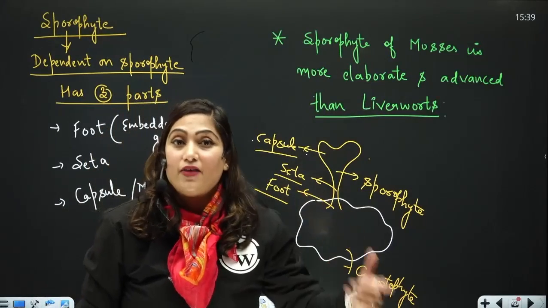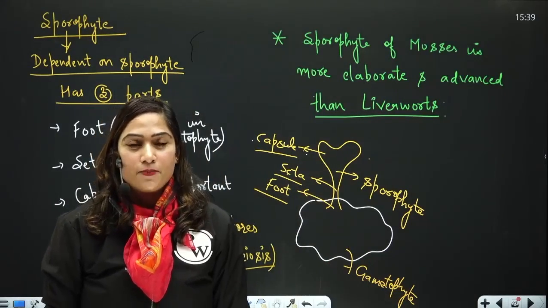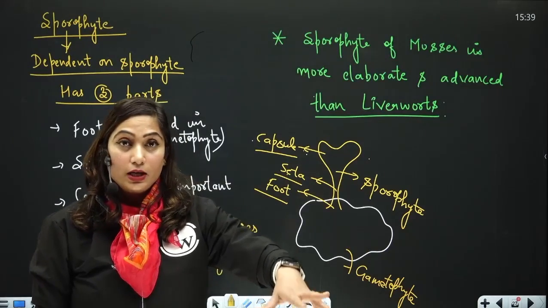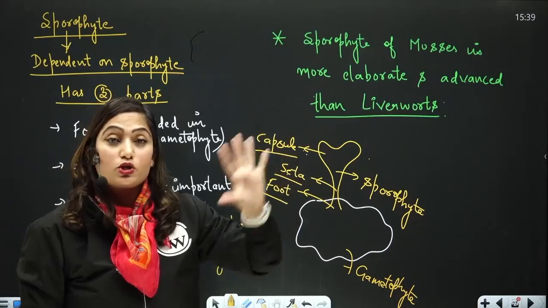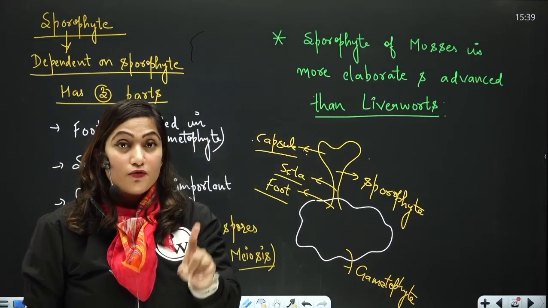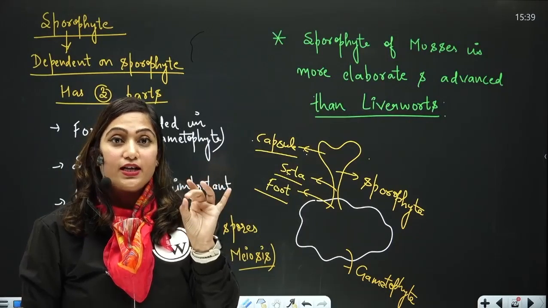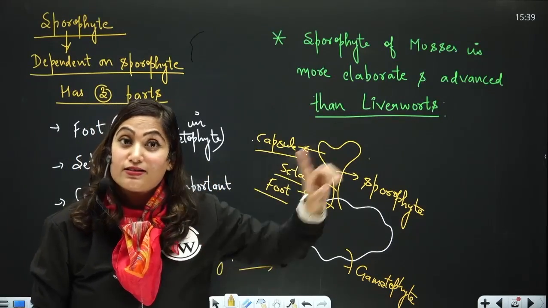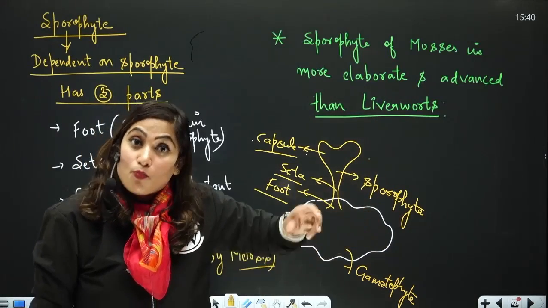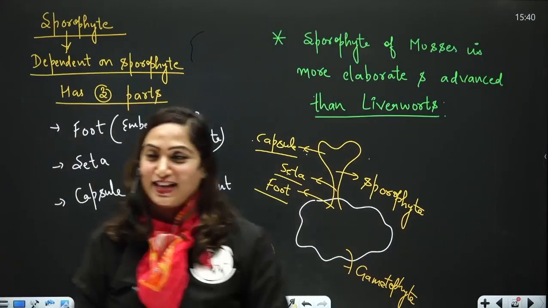Now the sporophyte of mosses is more developed as compared to the sporophyte of liverworts. That means something will be absent from the sporophyte of liverworts, but the mosses will have all the three parts in their sporophyte, that is foot, seta and capsule. So remember this line, this is the line of NCERT, that the sporophyte of mosses is more developed than the liverworts. Okay, let's move further.